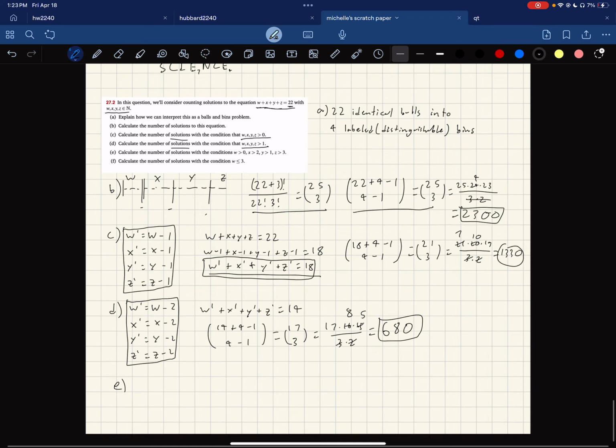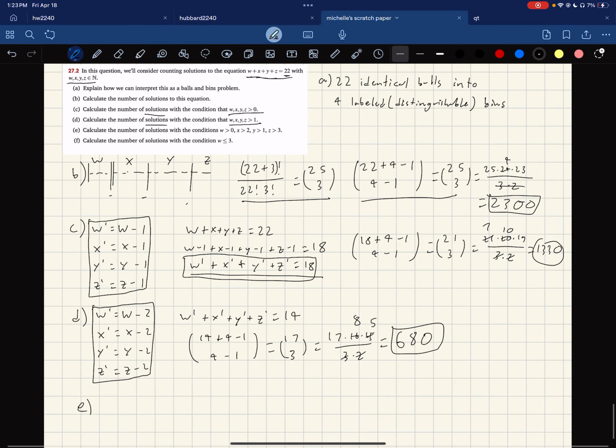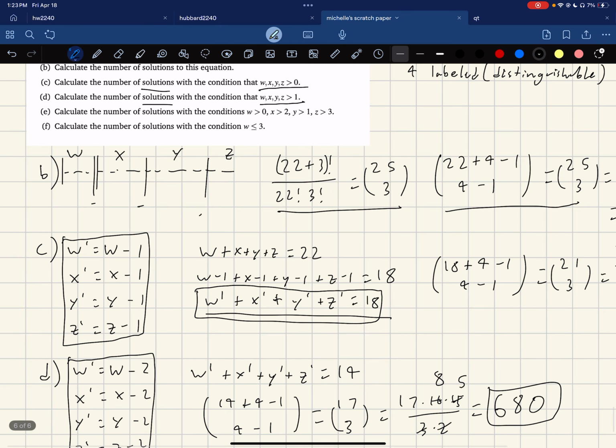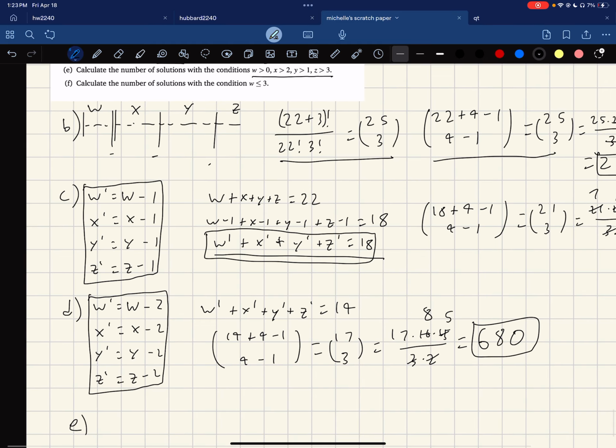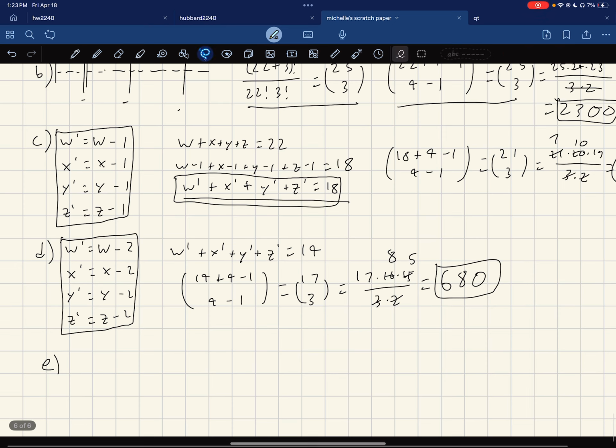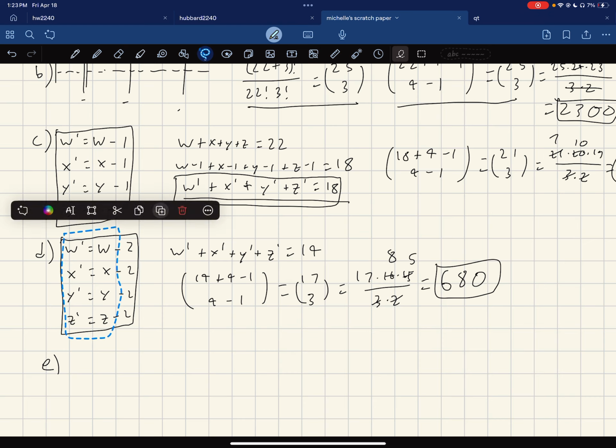Okay, let's do our last part. Wait, this is not our last part. Let's do E. So calculate the number of solutions with the conditions. Now we have 4 different conditions. We can just do it almost exactly the same way, either using intuition or using the substitution idea. Let's just use the substitution idea because it's more formal.